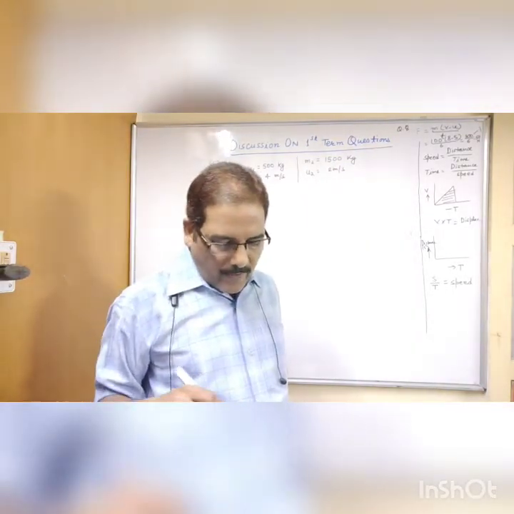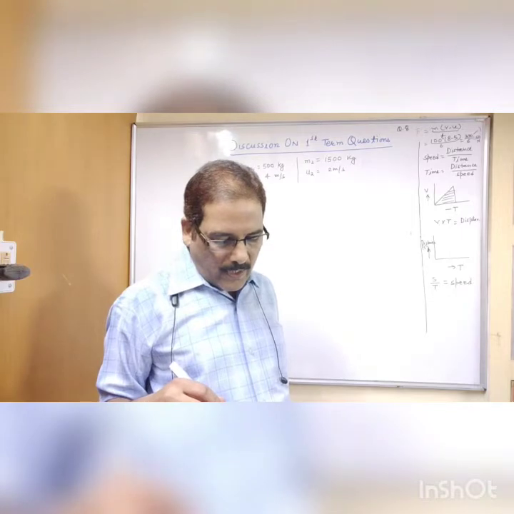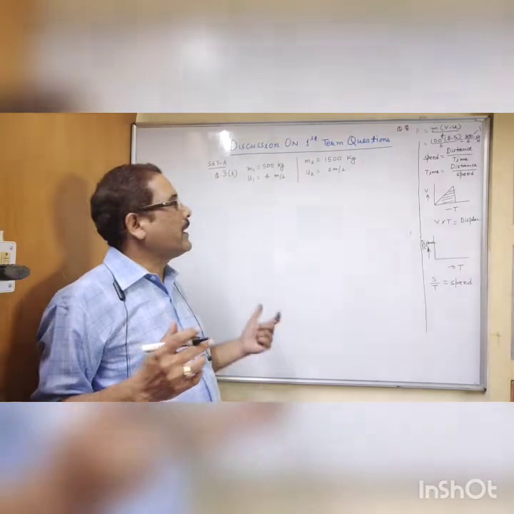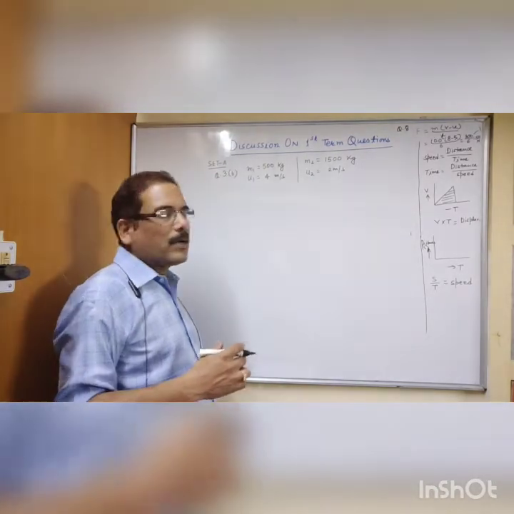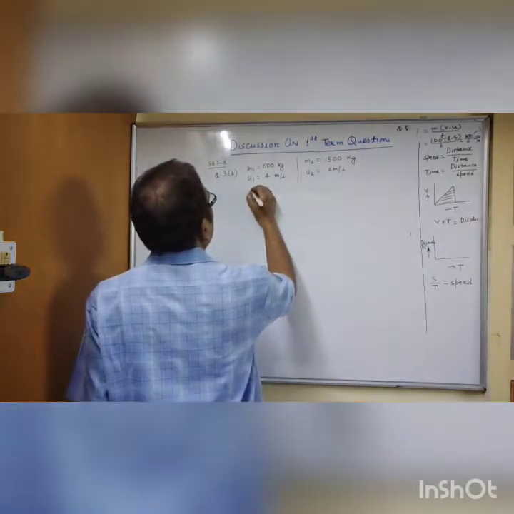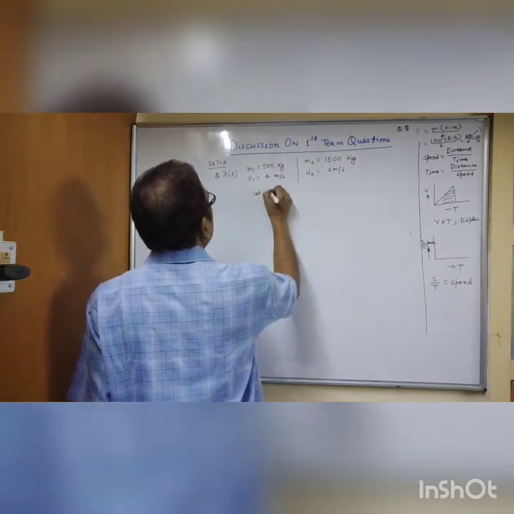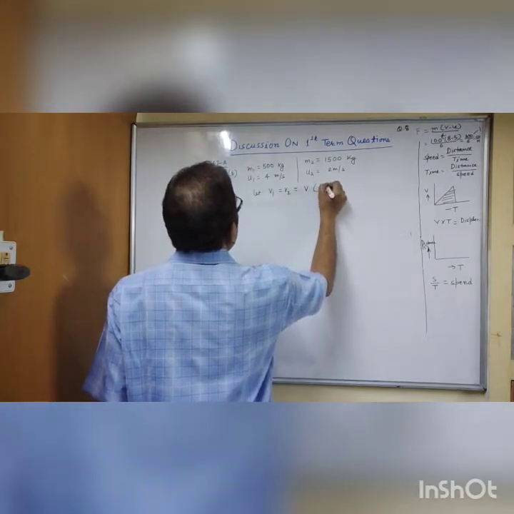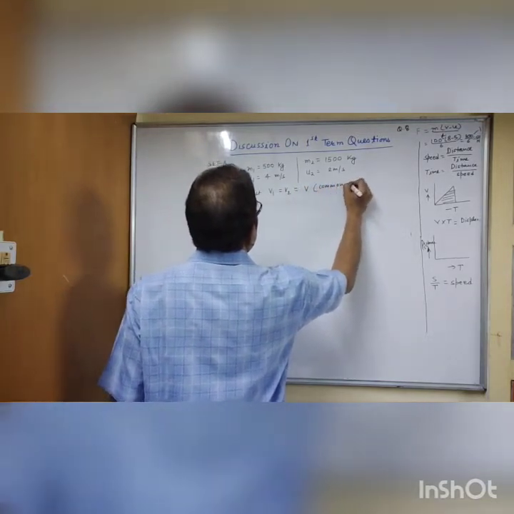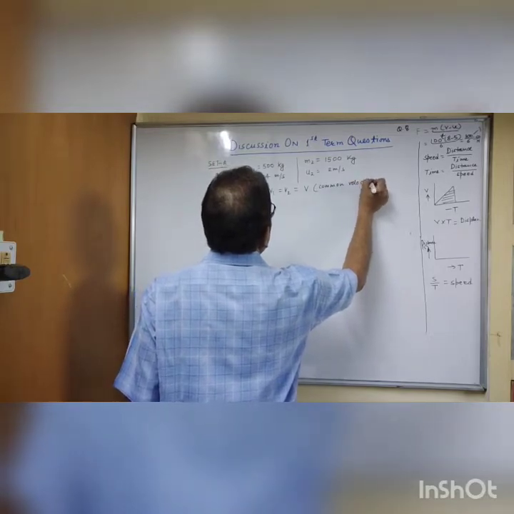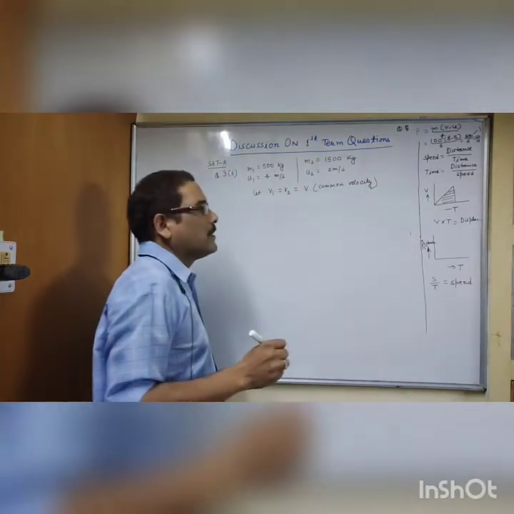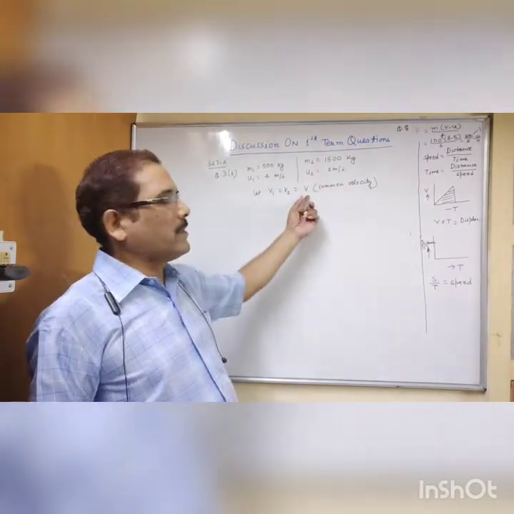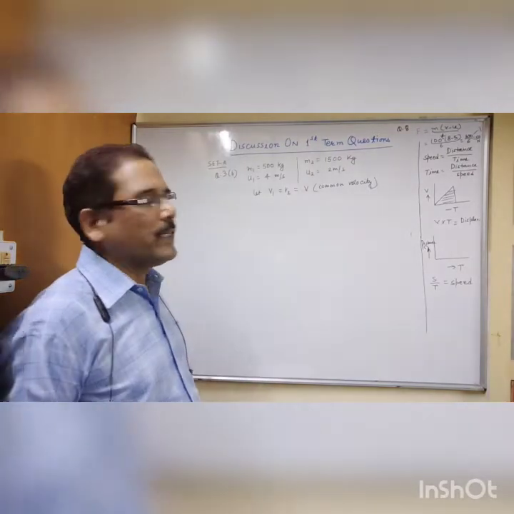What is their common velocity just after the collision if they move off together? So after collision they stick together and they are moving together. So they have a common velocity. Let v1 is equal to v2 is equal to v, the common velocity. They are not moving with different velocity after collision. They entangle together and they are moving together. Let that common velocity be v.